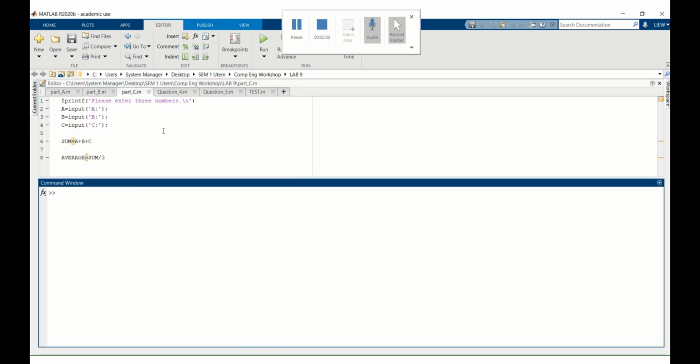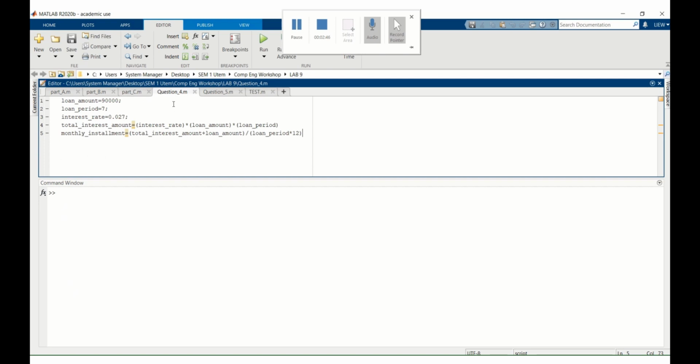For part C, it asks us to find the average. So we run the simulation again. By using this program, we can ask for the reading, the value, the input from the user. For example, I input A as 35, B as 21, C as 13. So I get the sum of these three numbers is 69, and then the average is 23. So that's all from part C.